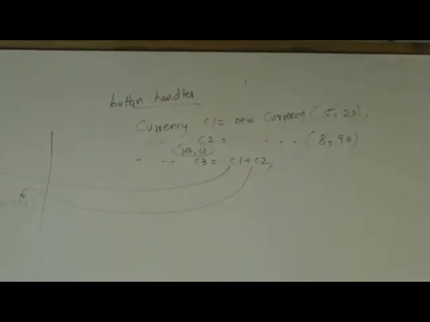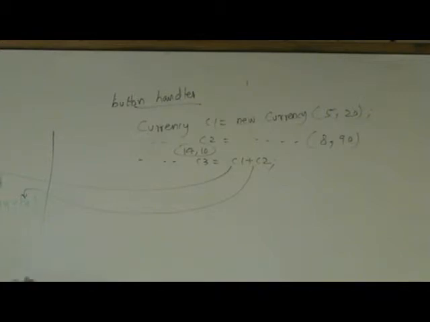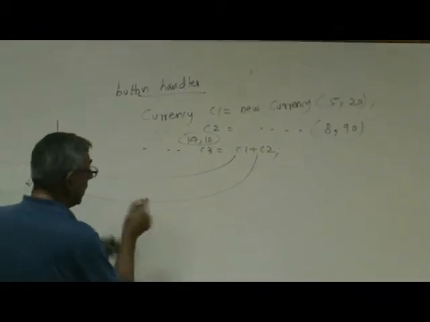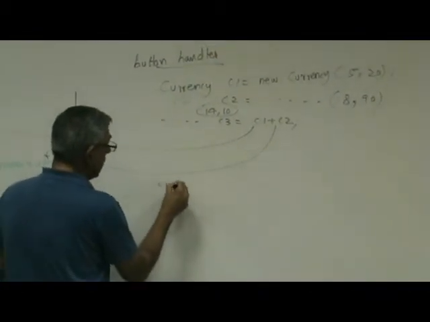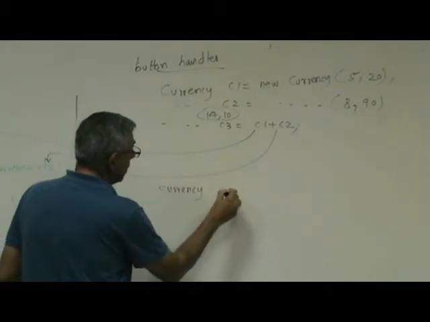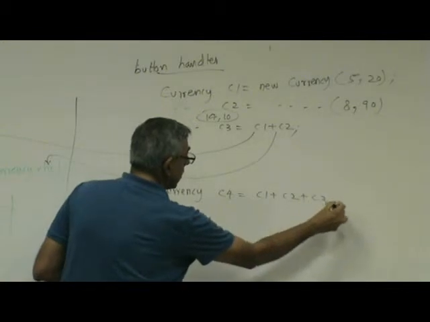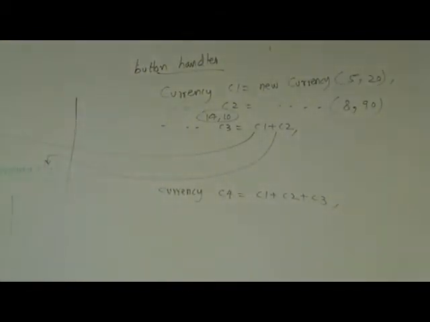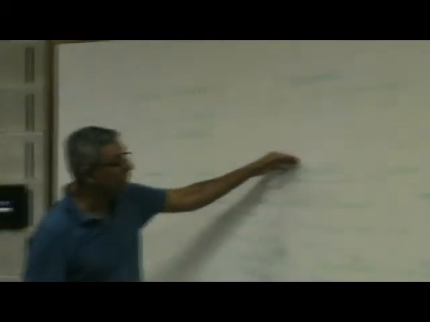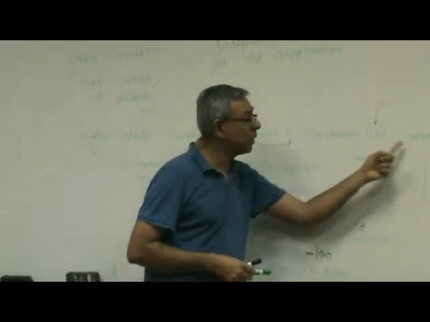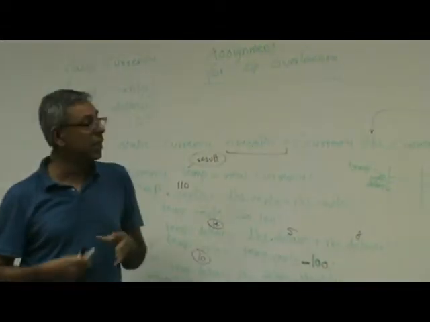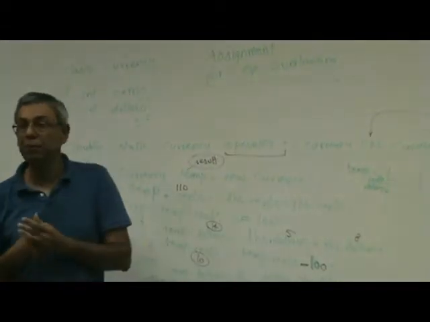So that brings us to another question. What if somebody tried to do in the next line currency C4 equal to C1 plus C2 plus C3? What will happen? Do we have to overload one more operator plus so that instead of taking 2 parameters, it takes 3 parameters now, or the same code will work?